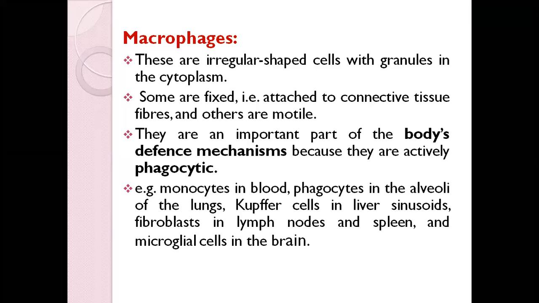They are known as monocytes in the blood, then phagocytes in the alveoli of the lungs, then the Kupffer cells in the liver sinusoids. They act as fibroblasts in the lymph nodes and the spleen, and the microglial cells in the brain. This might be a bit confusing for you because you have not heard all of these words, but just remember that these macrophages are really the important cells which help in the defense mechanism, or in protecting against any type of infection. And they are phagocytic.